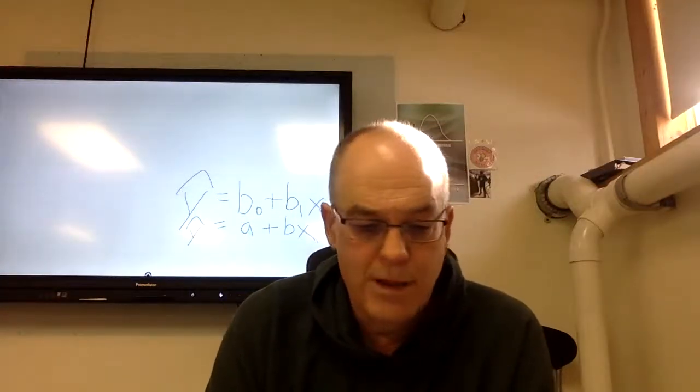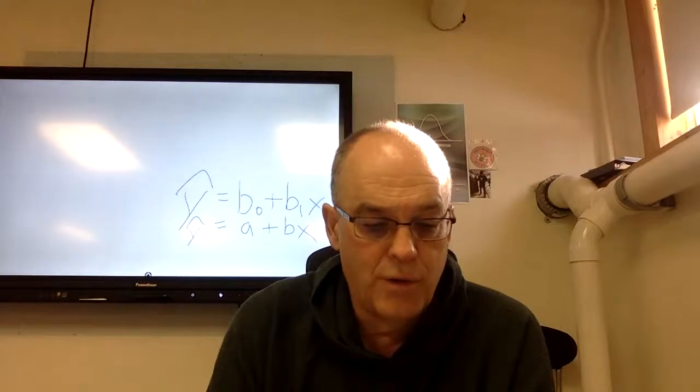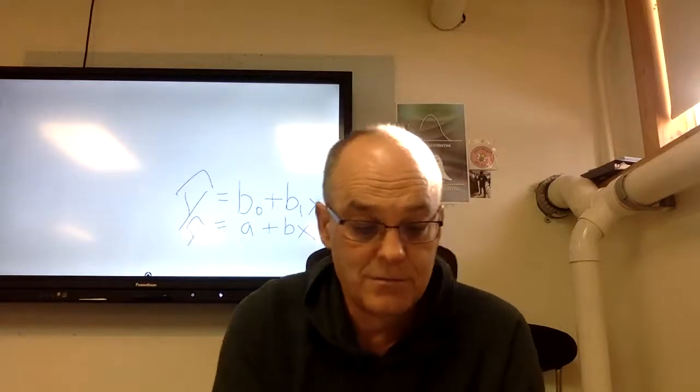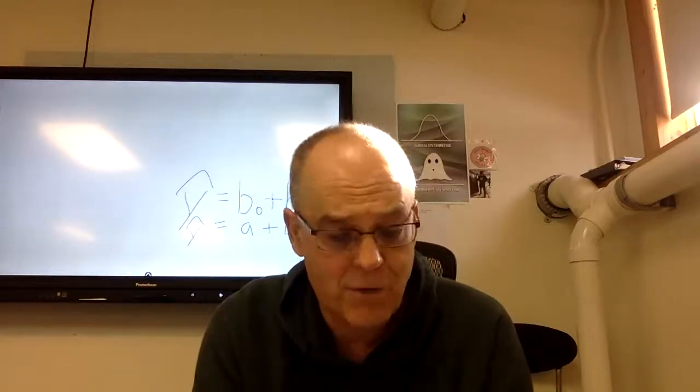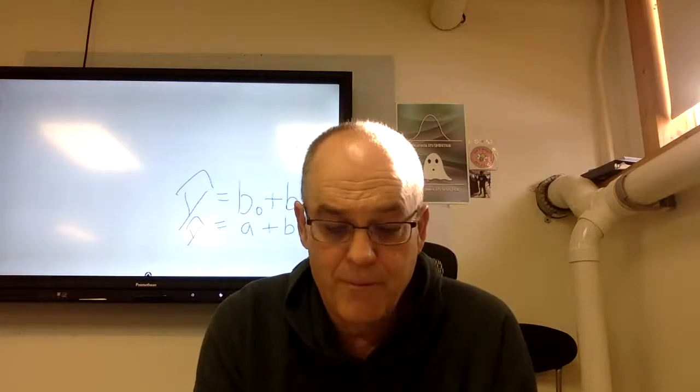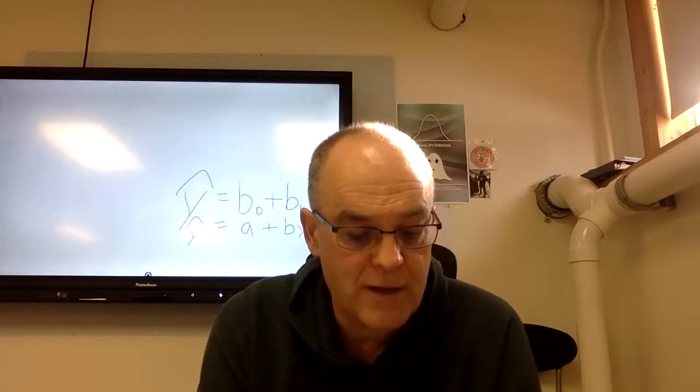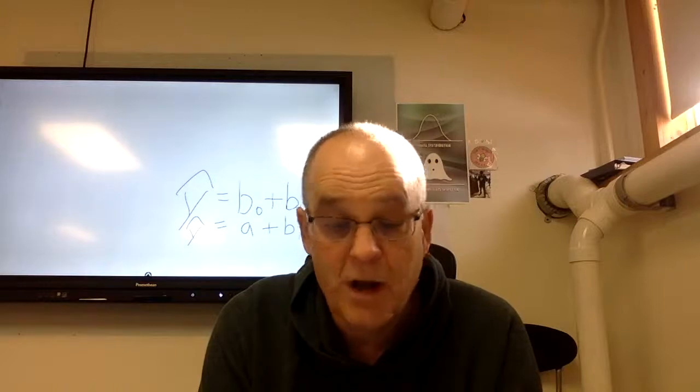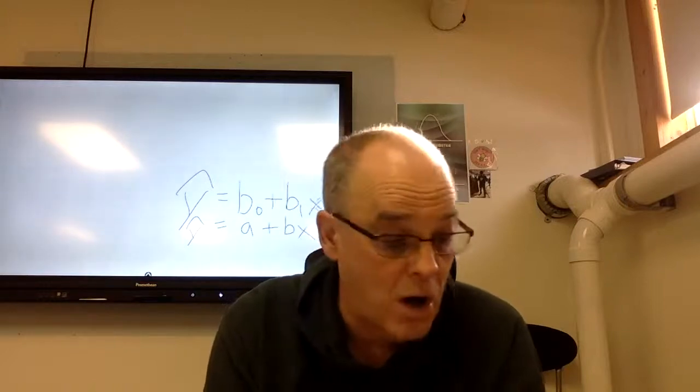And that would have been 1, 2, 3, 4. That was point 5. I should have numbered these backwards. Point 6 is the coefficient of determination, which is R squared.